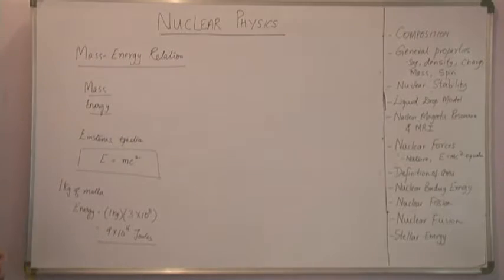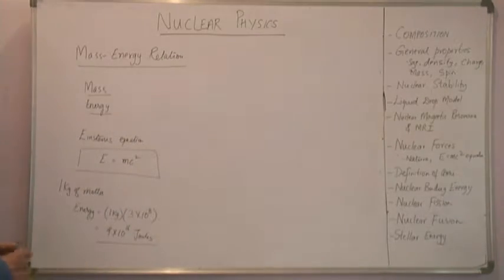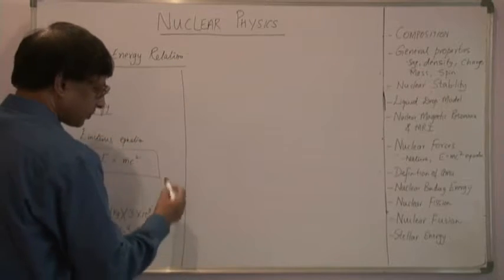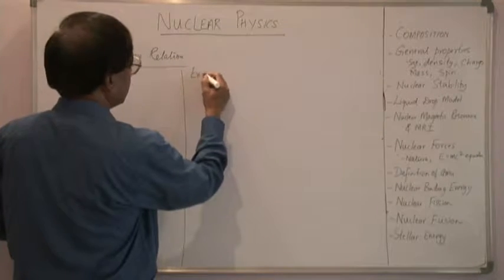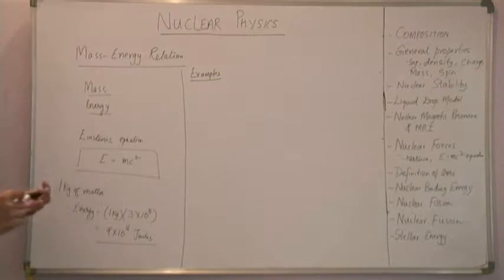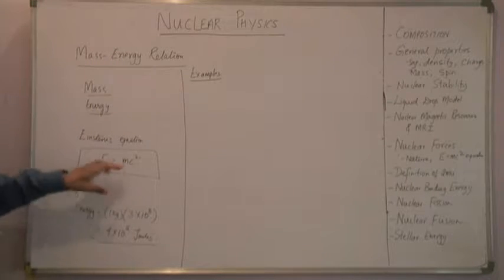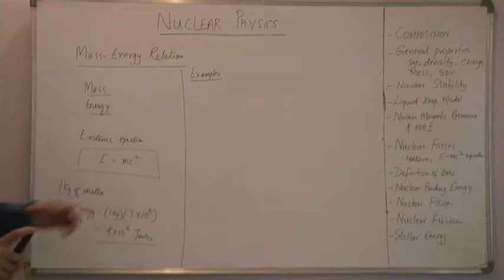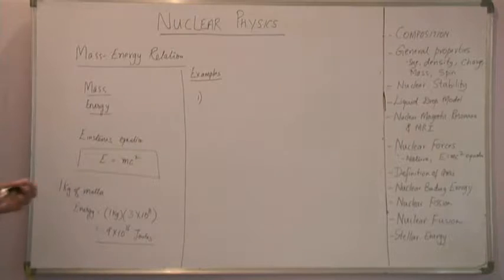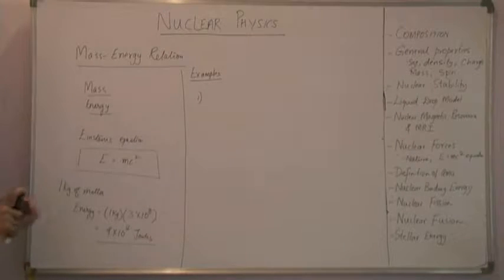Yes, 9 into 10 to the power of 16 joules. So now let us look at some of the examples. It has been proved that this equation is indeed true. That is, Einstein's equation has been proved to be true. Now let us look at a couple of examples wherein we use this concept of interconversion of mass and energy.